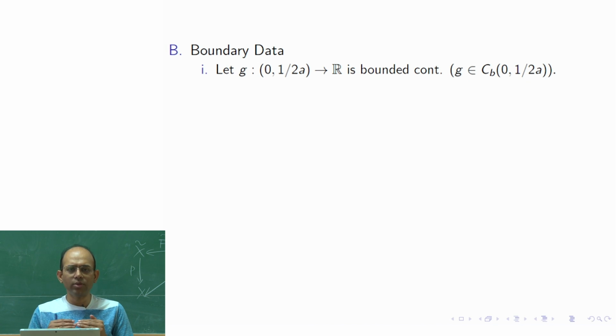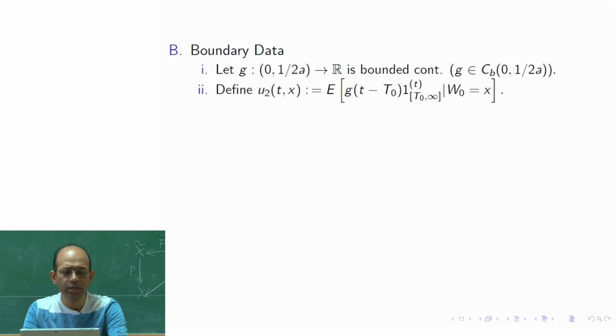Till now I was talking about f as just initial data. My domain is bounded, so I should give some kind of boundary data here. The boundary data should depend on time, correct, because the boundary remains boundary for all time. How the boundary conditions are acting for each and every time, that you need to clarify. Here time is between 0 to 1 over 2a. So g is a function from 0 to 1 over 2a to R, a bounded continuous function that we assume here. In short notation, g belongs to Cb of 0 comma 1 over 2a.